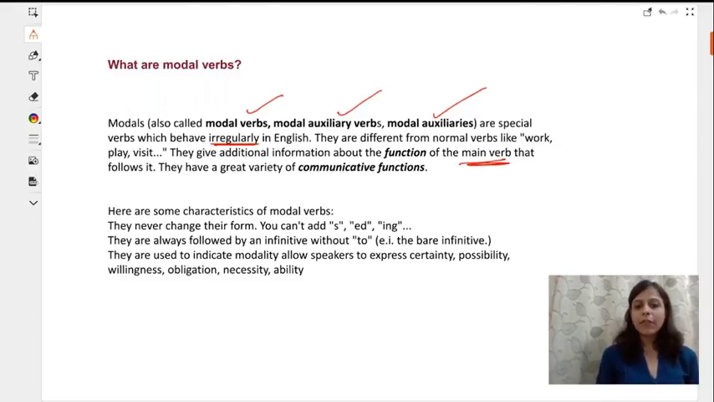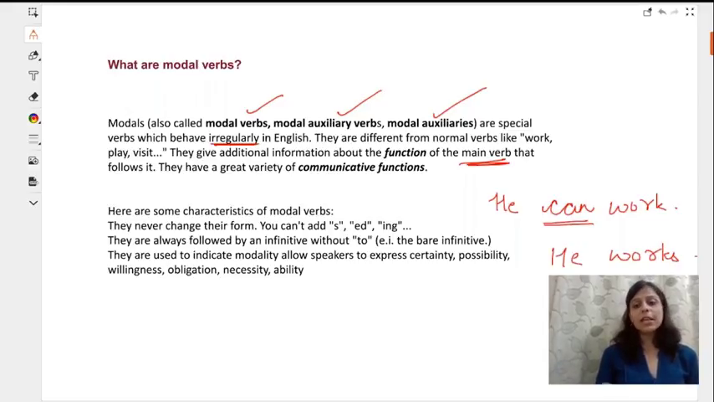I just made a statement. For example, I say he can work. This is a very normal sort of statement. You might have said he works. A normal statement with a plain verb is he works, or he's working with the XYZ company. But if I want to give additional information with respect to his ability, with respect to possibility or something else, then I use modal verbs, which give additional information.